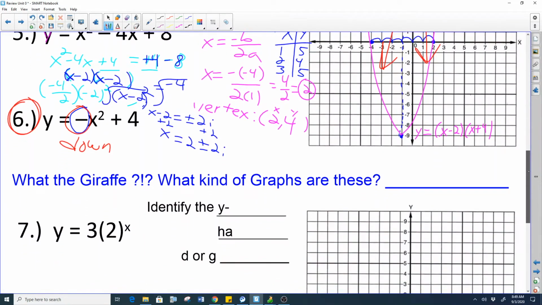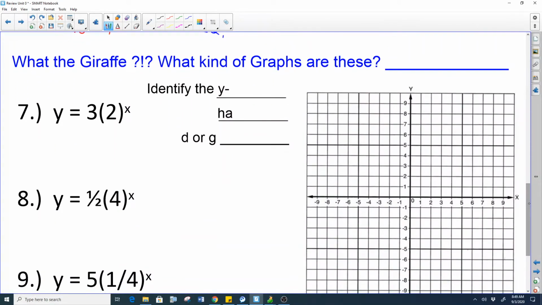Okay, next one. Last one. What kind of graphs are these? When you see 3 and then 2 and then do the x power, what kind of graph do you guess it might be?